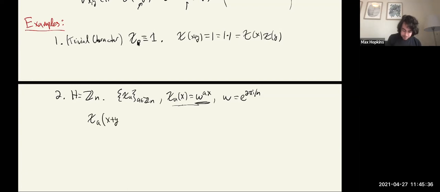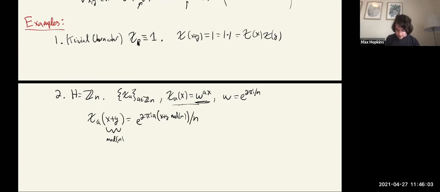So let's just compute chi of x plus y. What is this equal to? Remember that this is done mod n. This is addition over the group, which means it's addition mod n, implicitly. So this is equal to e to the 2 pi i a times x plus y mod n, divided by n. And the trick here is to note that this is cyclical. It's an nth root of unity, and so I can add in here.